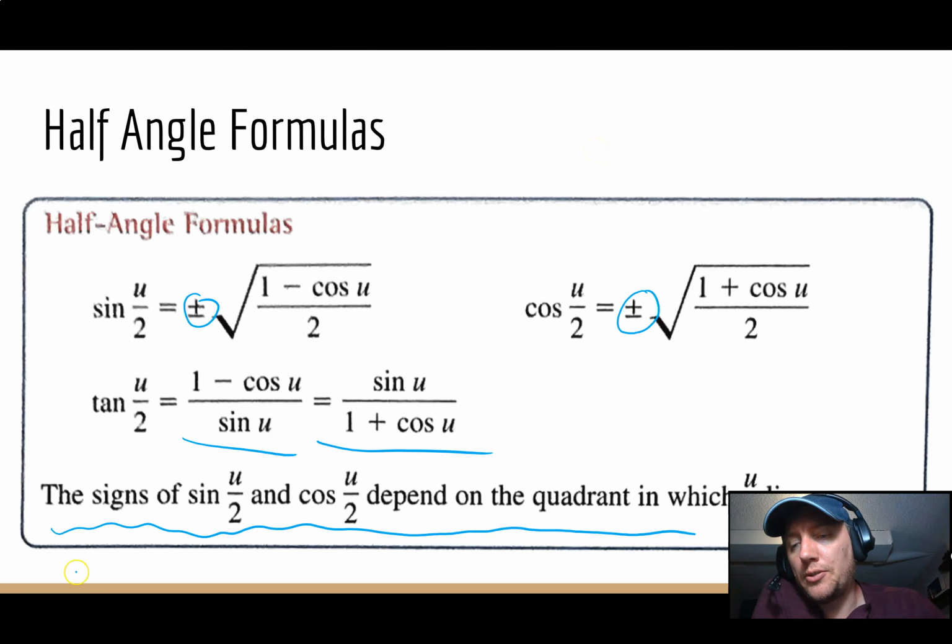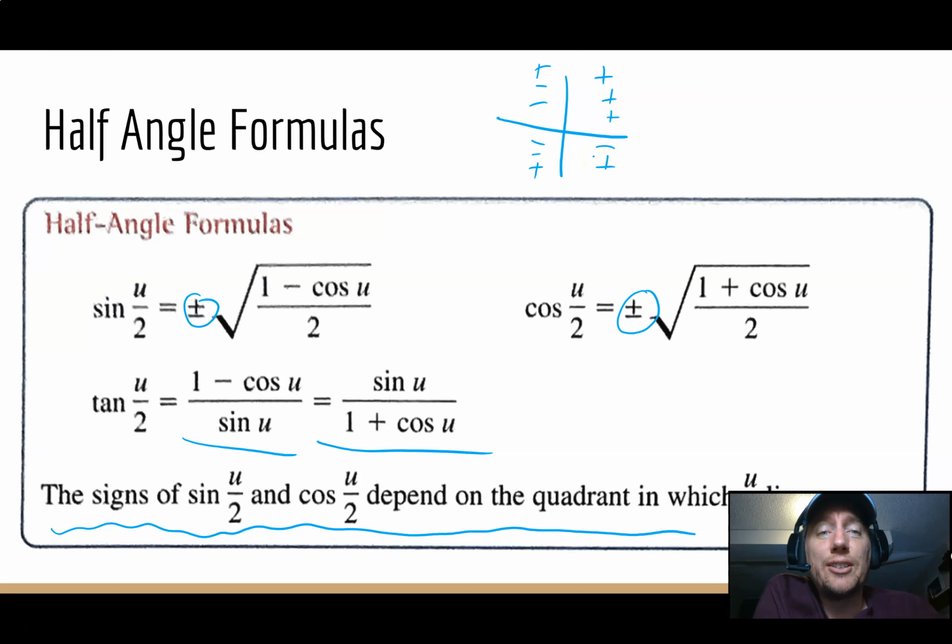So you got to worry about your chart. So remember we have plus for all 3 in the first quadrant. Over here, sine is positive, cosine and tangent are negative. Down here, we have negative sine, negative cosine, and positive tangent. Over here, we have negative sine, positive cosine, negative tangent. So you'll have to worry about that with u over 2, but only for the sine and cosine.